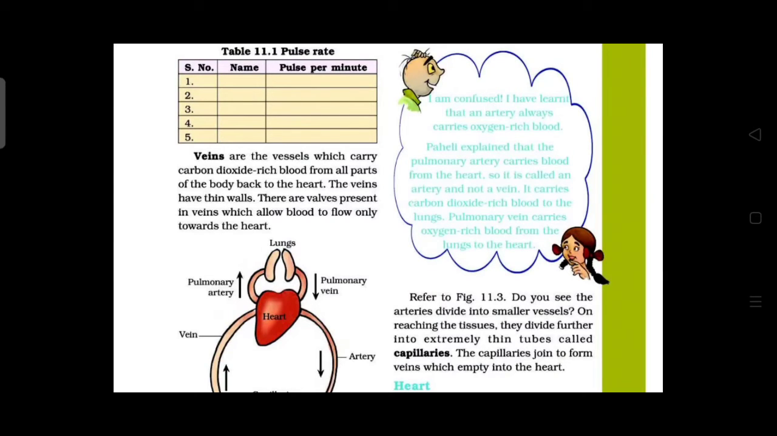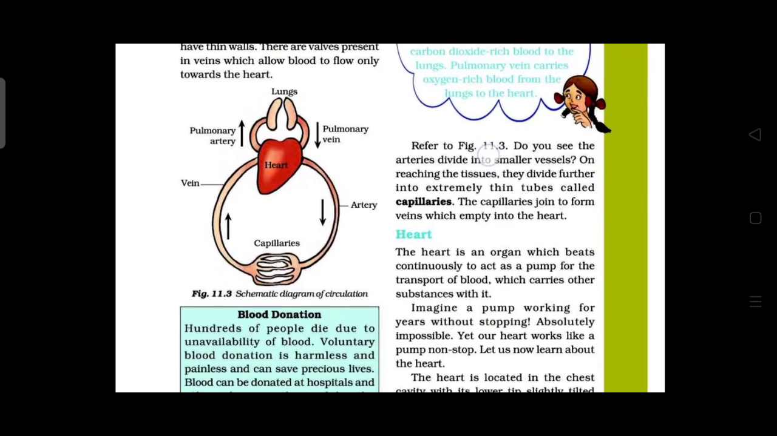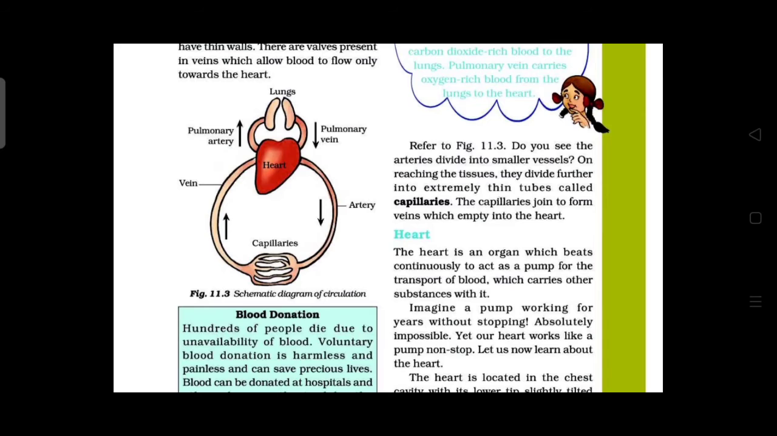There are valves present in veins which allow blood to flow only towards the heart. Here there is a picture. Take page number 123, figure 11.3, a schematic diagram of circulation. In the picture, first is the lungs, then the heart, then one side is the artery, and the other side is the vein. There is the artery tube, here also the vein tube, then capillaries.